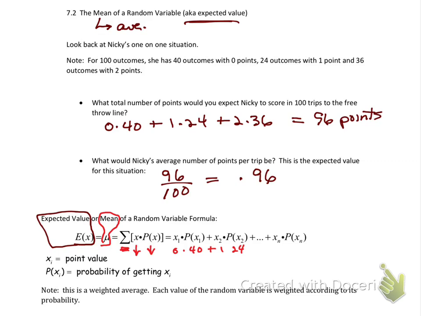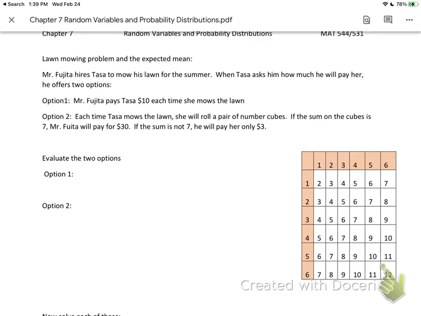So let me talk about each of the weighted averages we've done so far. Remember, Nikki's weighted average with the one-on-one was 96 points. Nikki's weighted average with the 2 shots was 120 points. And the other Nikki, N-I-K-K-I, with the 2 shots was 160 points. All of these you can call the weighted average, the expected value, or the mean of the random variable. Okay, let's go on to the next page.